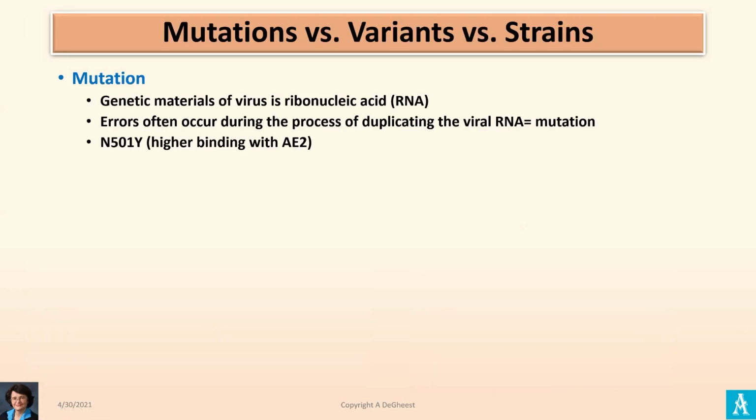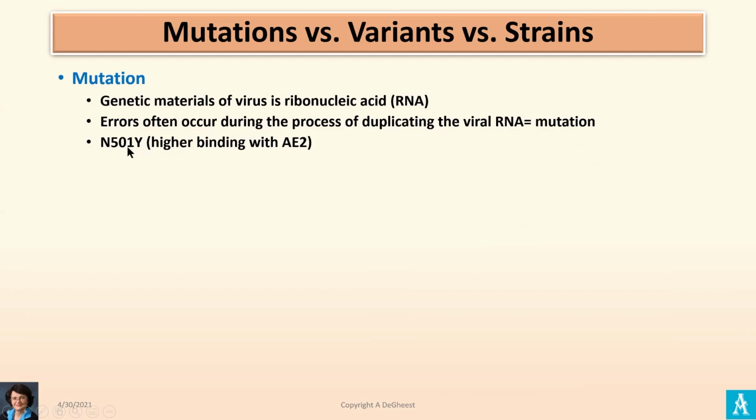So what is a mutation? A mutation is, if you look at the virus, it's made of what's called ribonucleic acids, RNA. And the RNA is on a regular basis mutating itself. And unfortunately, it makes errors. It's not very accurate there. And so an error is what we call a mutation.